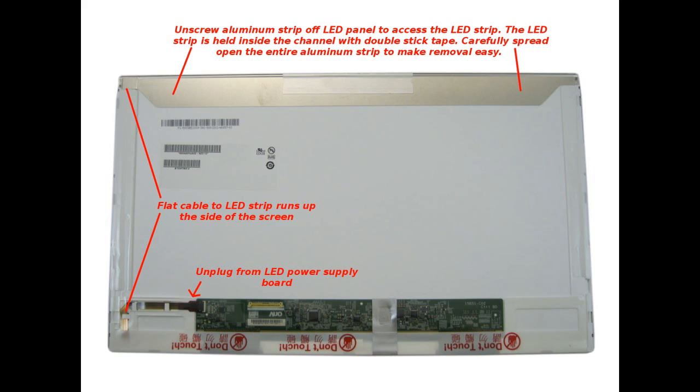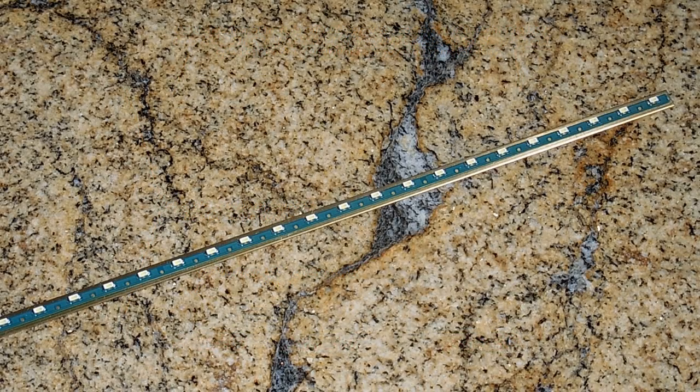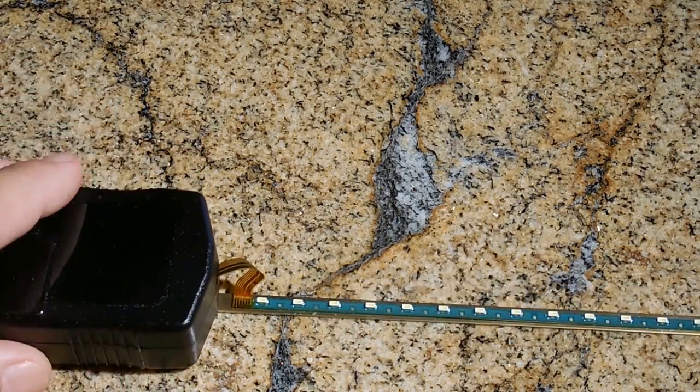You're going to have to carefully spread open that J and carefully lift up on the LED strip and slowly pull up and away. There is double stick tape on the back, so be very careful as you're lifting it. Do it slowly and you will have no problems removing it intact. What I want to do now is show you how this strip is set up. Alright, let's take a closer look here.